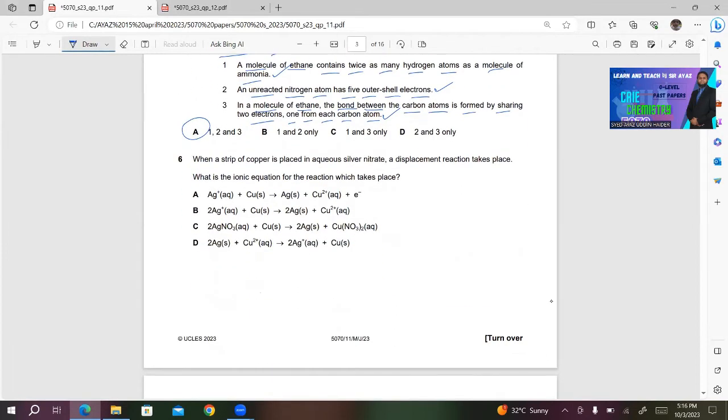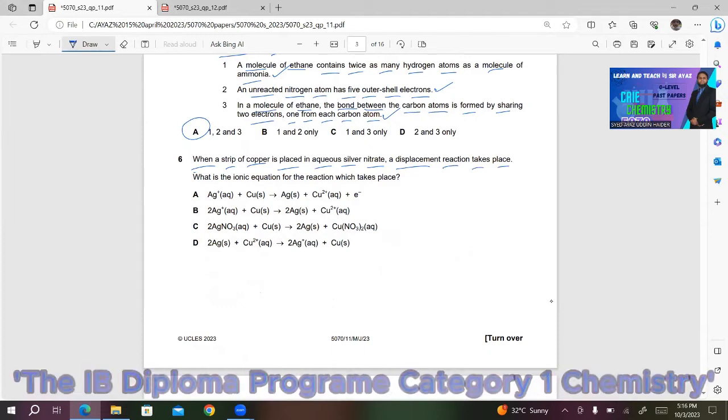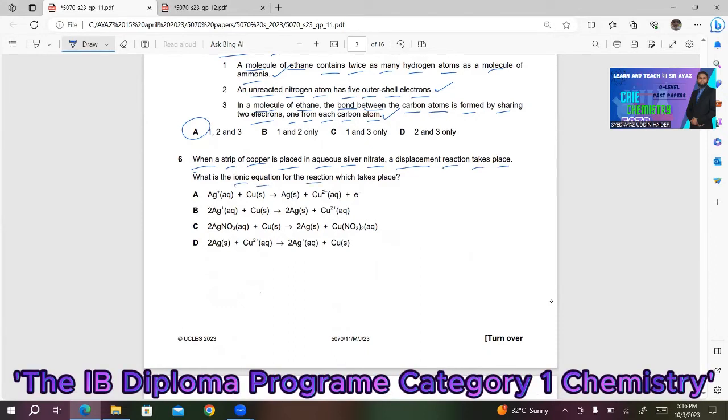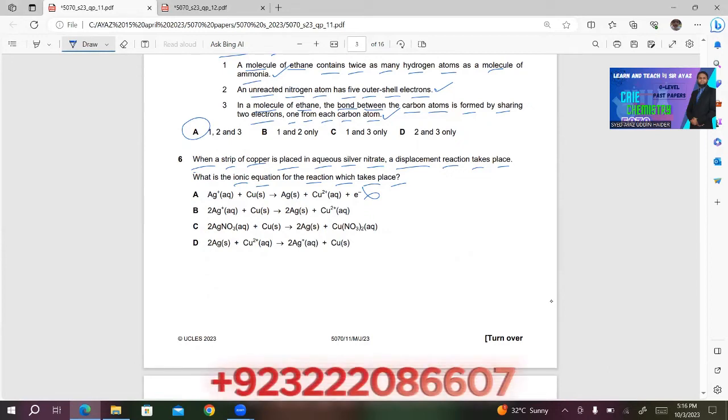Number 6, when a strip of copper is placed in aqueous silver nitrate, a displacement reaction takes place. What is the ionic equation for the reaction which takes place? If you look at all the ionic equations, the first one seems wrong because in this equation, they are also showing the formation of electrons. It's in fact lost and gained.